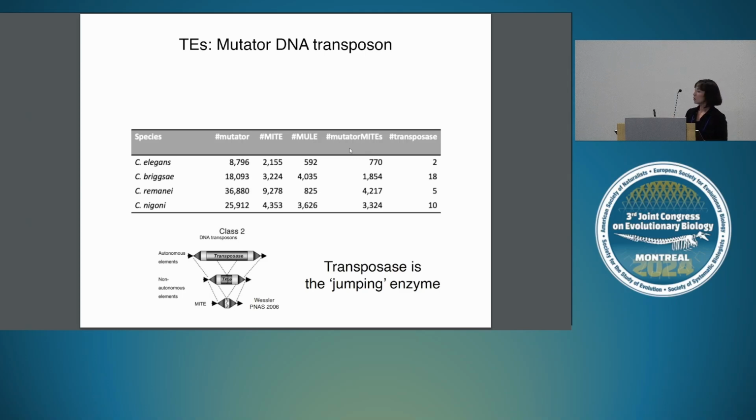And what she found was that there's this huge variation in this pattern for the Mutator, or the type 1 DNA transposons, where you have a huge number of non-autonomous sequences and very, very few that can actually be competent autonomous sequences with that transposase gene.